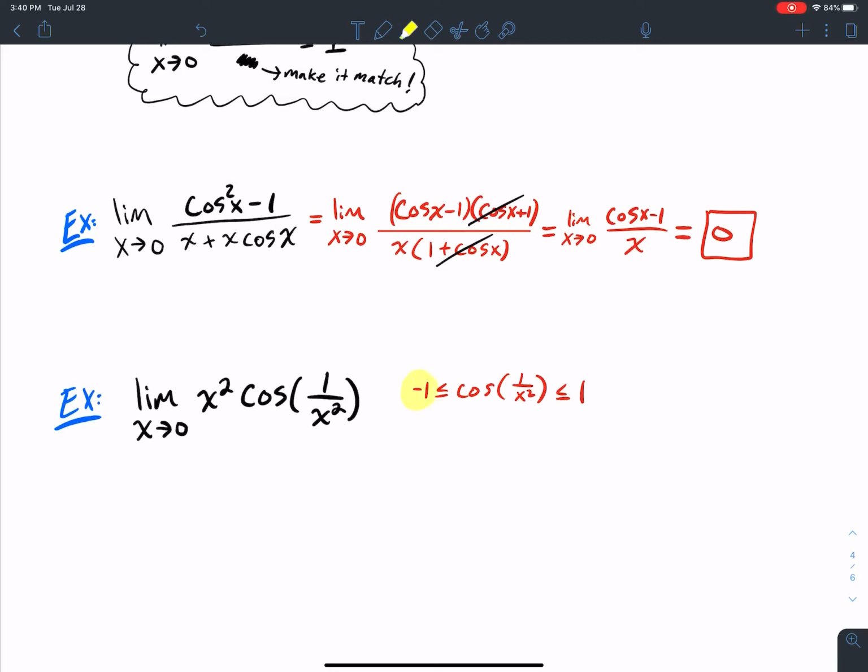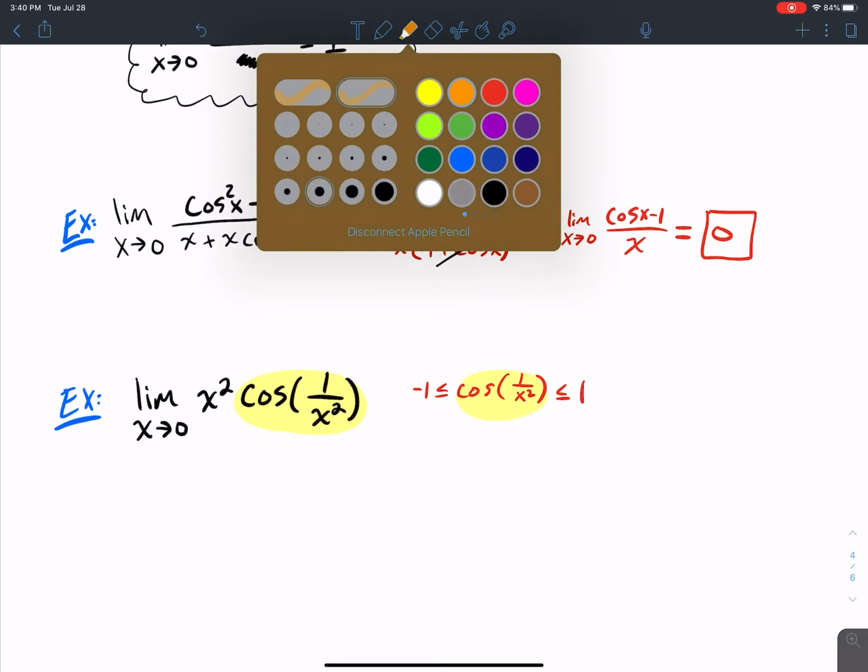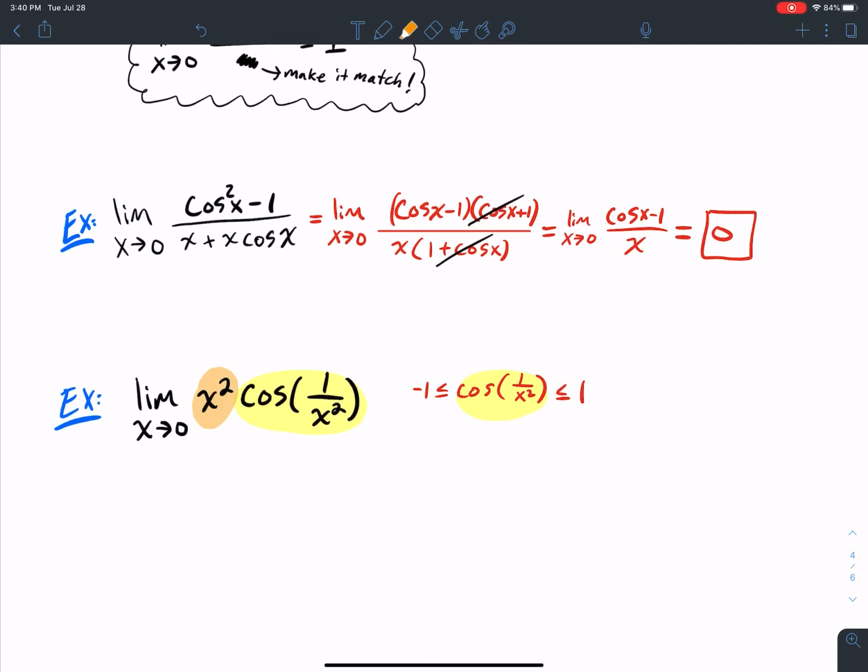This is how we set up our squeeze theorem. We get something that's bigger, something that's smaller. Now that doesn't look exactly like what I want. What am I missing? I'm missing this x squared. So what am I going to do? I'm going to multiply x squared into all 3 pieces. So I multiplied everything through by x squared. Now I have the inequality set up.